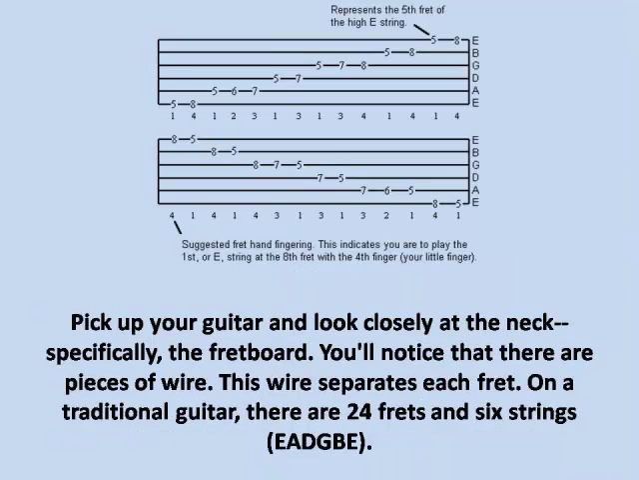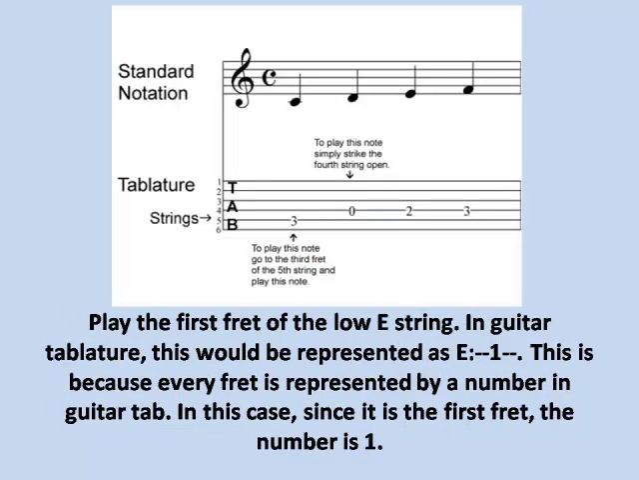Instructions. Step 1. Pick up your guitar and look closely at the neck, specifically, the fretboard. You'll notice that there are pieces of wire. This wire separates each fret. On a traditional guitar, there are 24 frets and 6 strings, EADGBE. Step 2. Play the first fret of the low E string.